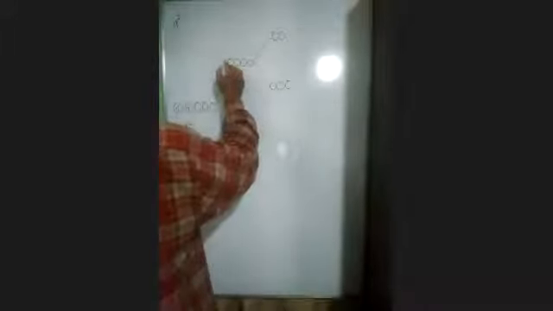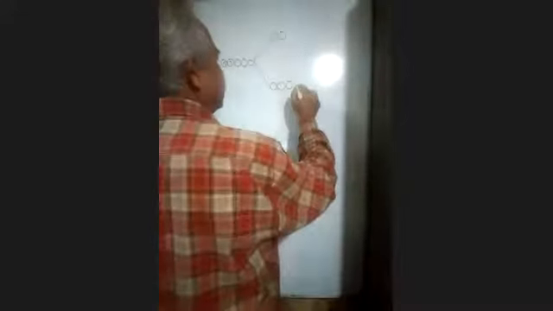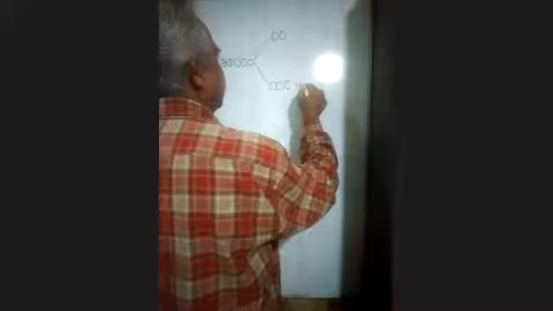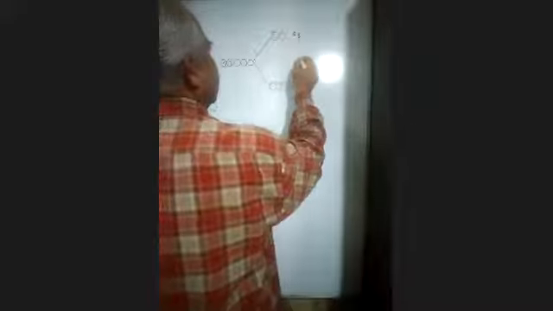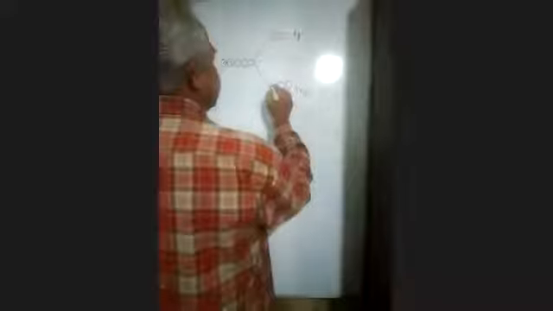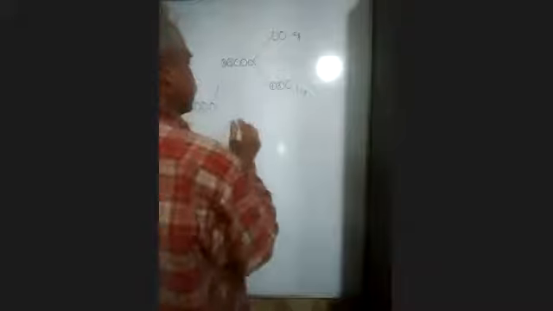So for D2, this is T2G and this is EG. Now we know that electrons are always filled from the lower energy state. So it will be this. So what is the electronic configuration?